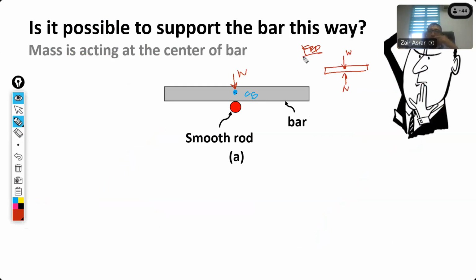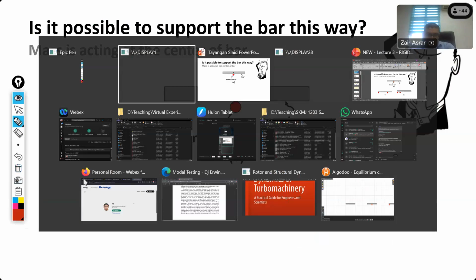Something like this. And if the locations of N and W are exactly along the same line, everything will be in balance. In static condition, it's not moving. So everyone got the idea? Pretty simple, right? If you are still unsure what I'm talking about, let me change this into something else.